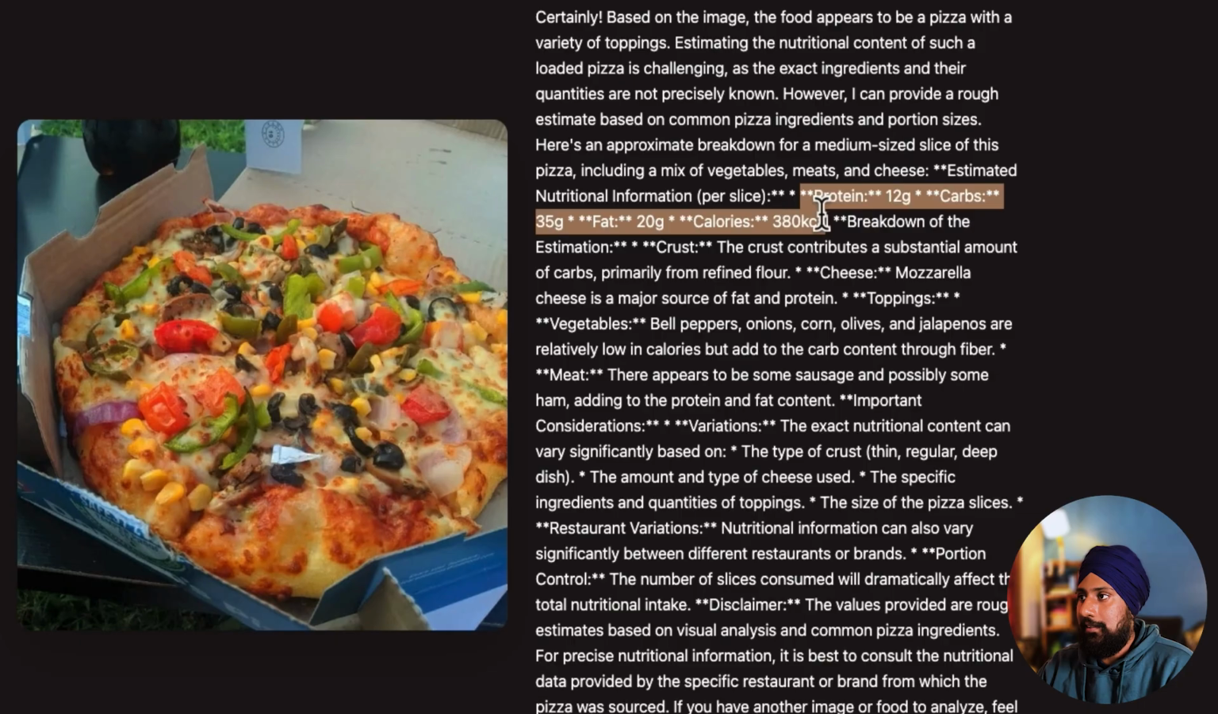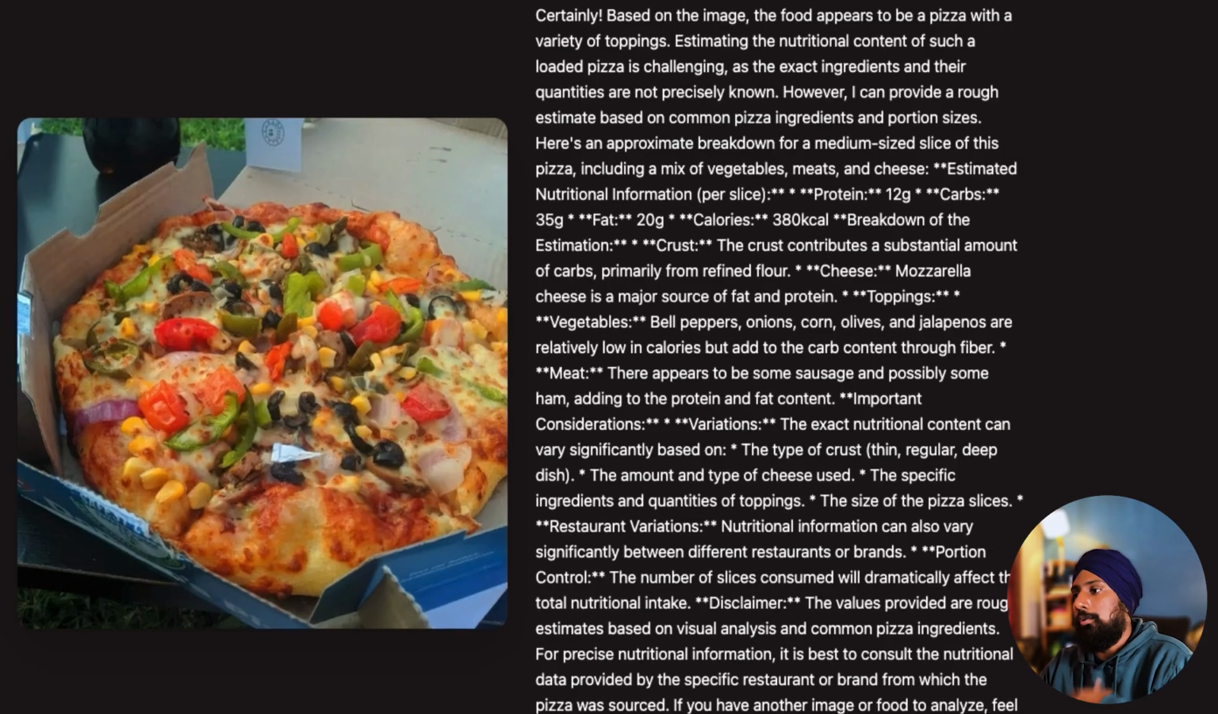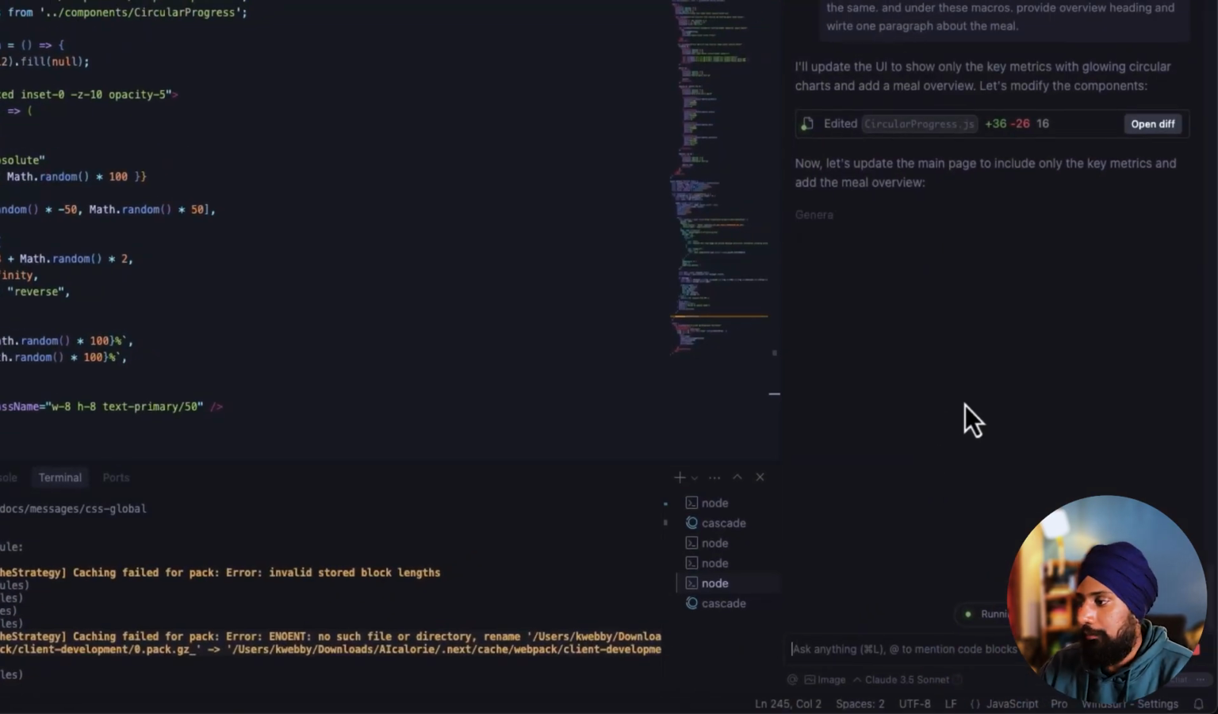Obviously, we just need these contents, for example, protein, carbs, and the calories, and the rest we don't want, but we want to add an overview as context: is it bad for you or is it not good for you, and how you're going to prepare your meal next. So for that we need to add the context here. So let's just wait as it progresses with this, and I will update the UI to show the key metrics with glowing circle charts. Yes, add meal overview, and let's modify the components. So it will start up and modify the components.